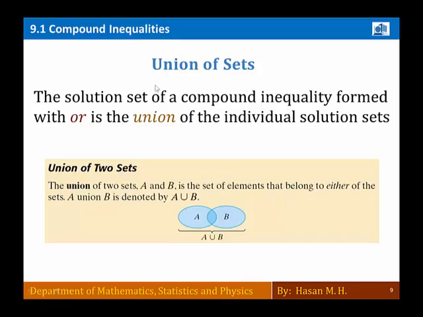Union of sets. The solution set of a compound inequality formed with OR is the union of the individual solution sets. The union of two sets A and B is the set of elements that belong to either of the sets. The union of A and B is denoted by A union B.